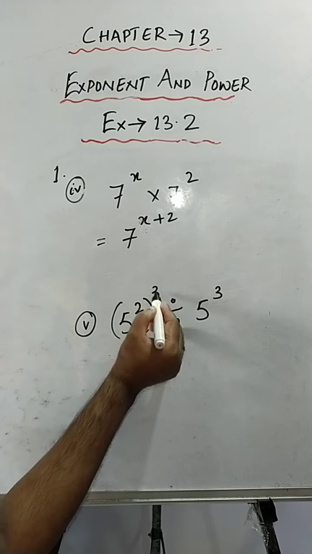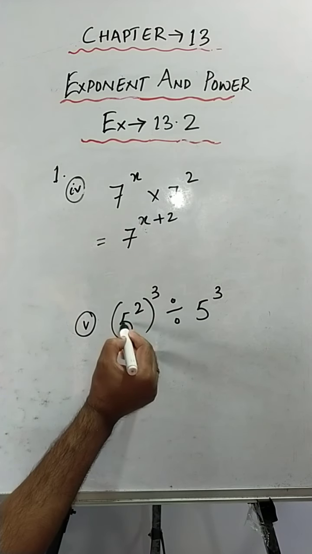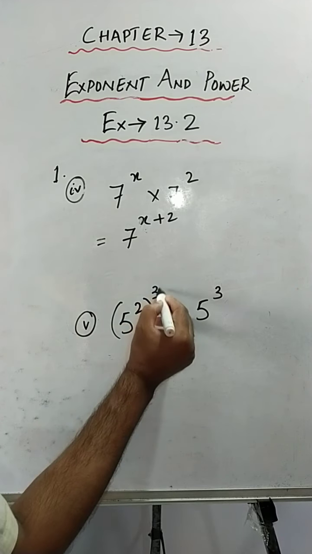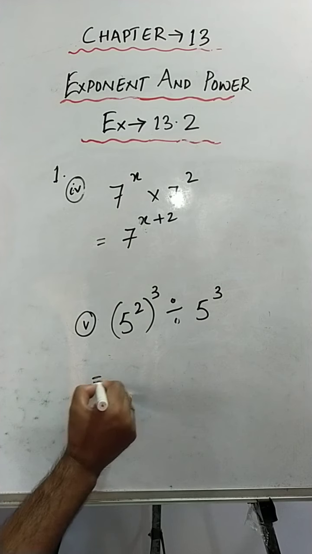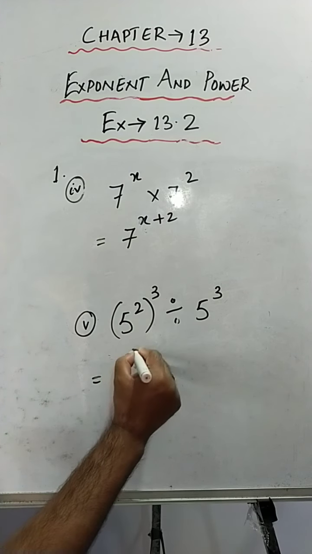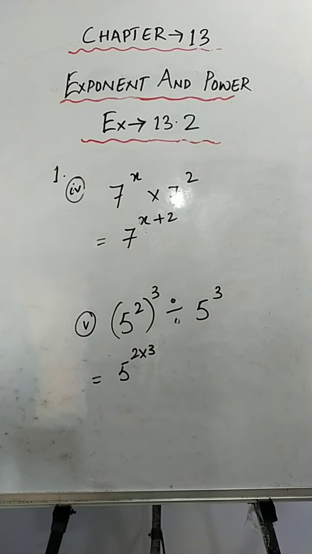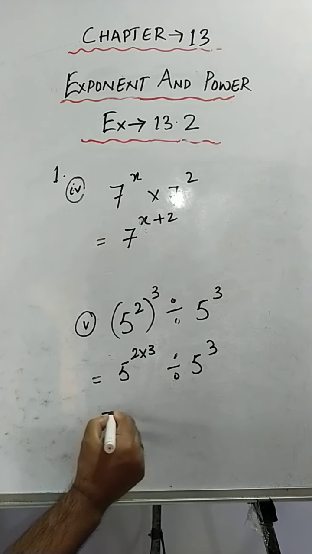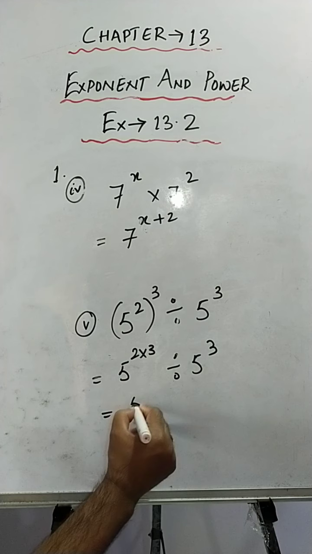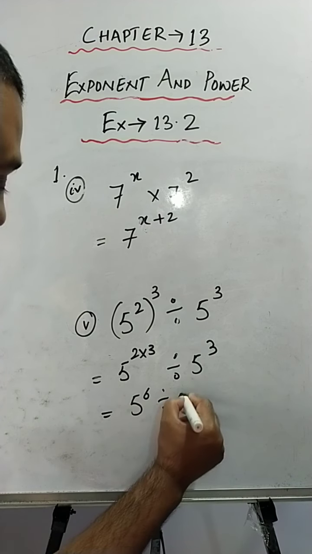Now this is in the form of power law, isn't it? 5 is carrying 2, and again we have another power 3. So what do we do when this type of situation is here? We multiply the powers. Fine, 2 into 3, divided by 5 to the power 3. So 2 3s are 6, divided by 5 to the power 3.